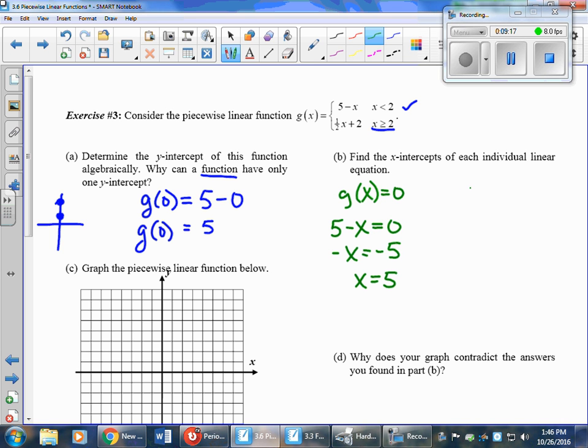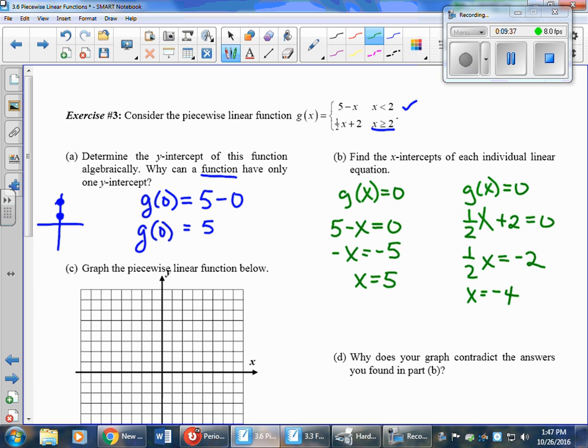And the second one, g of x is equal to 0. We have 1/2 x plus 2 equals 0, minus 2 from both sides. 1/2 x is equal to negative 2. So multiply both sides by 2, and x is equal to negative 4.